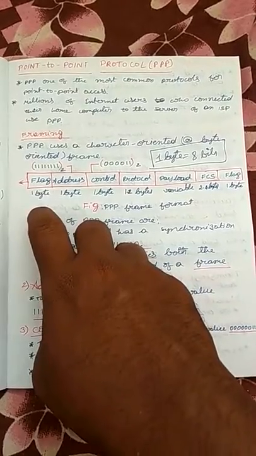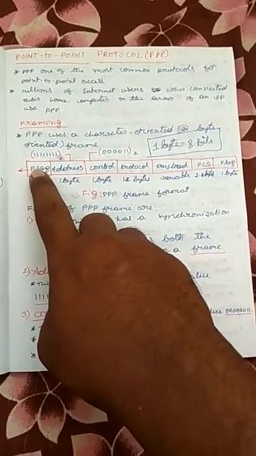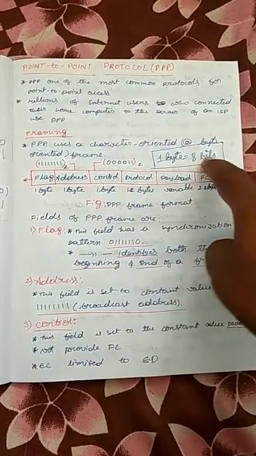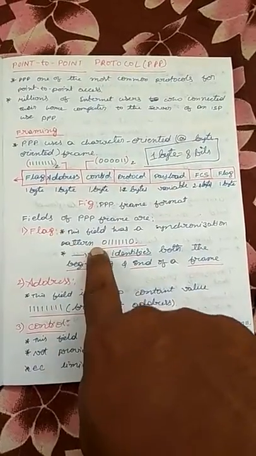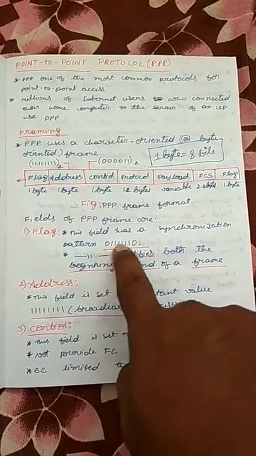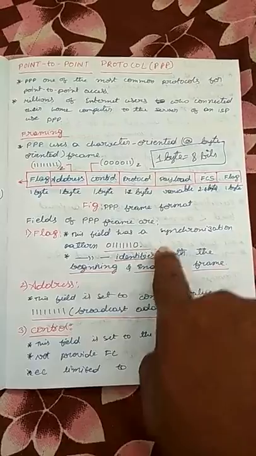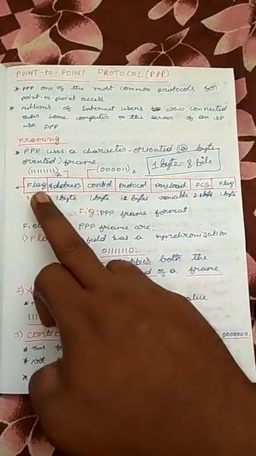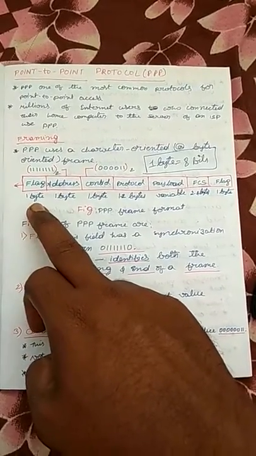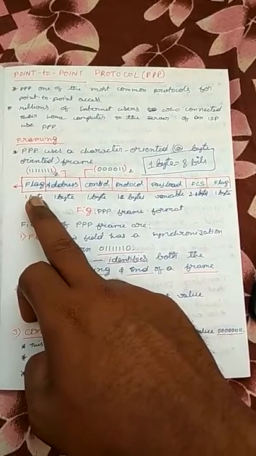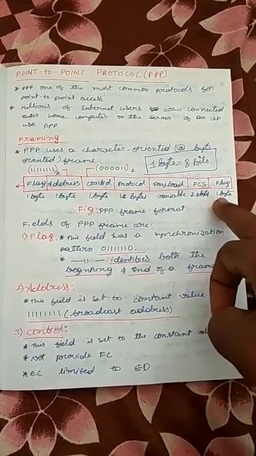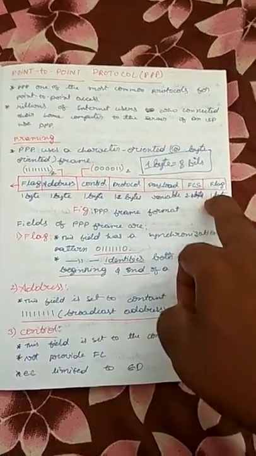The size of the flag is 1 byte, and 1 byte is equal to 8 bits. It has the pattern 0 followed by 6 ones, then 0. This pattern represents the flag, which has 1 byte of size. It will be at the starting and the ending of the frame. You can see that here a flag is there, and here also a flag is there.